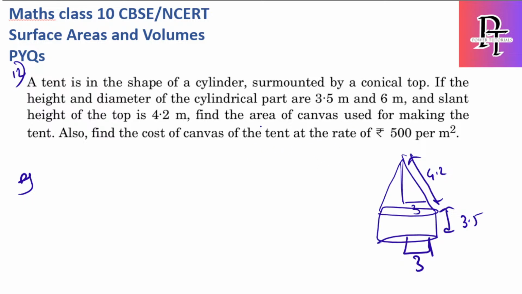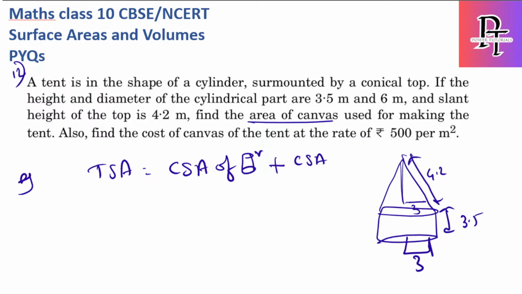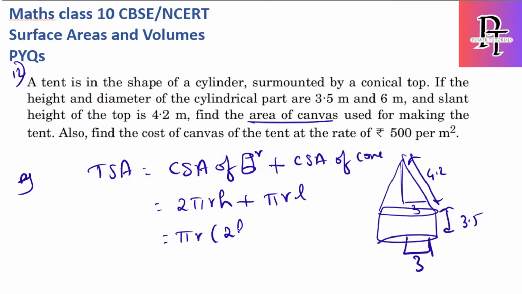So they are asking to find the area of the canvas used for making the tent. So the area is TSA here: total area is equal to CSA of cylinder plus CSA of cone. Why I am taking CSA of the cylinder: you should not consider the bottom part because it is empty, it is the ground. And the cone is also CSA because this part is hollow. The formula: CSA of cylinder is 2 pi r h, CSA of cone is pi r l. I take pi r common, so it becomes 2h plus l.